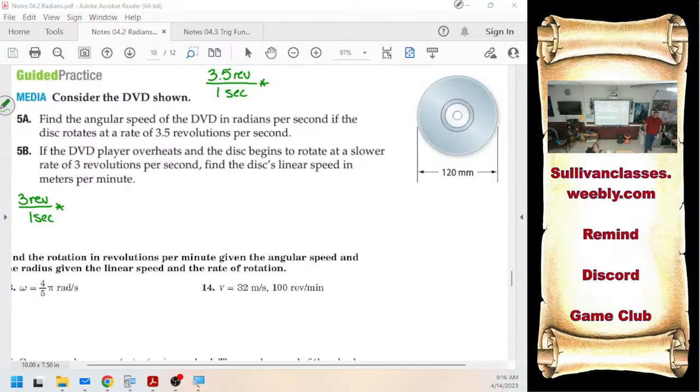Inches? Yes. Case in point, where's my stick? There we go. This is a meter stick. That is 39 and change inches.